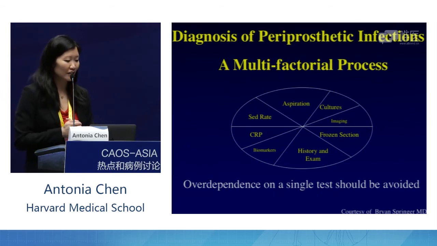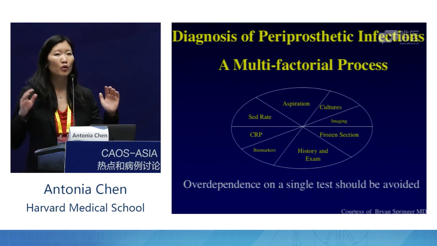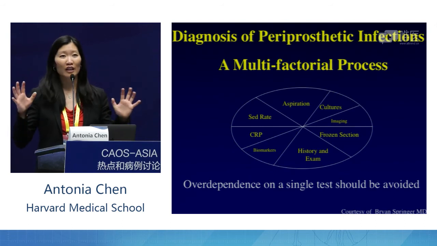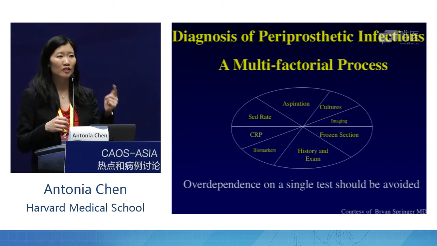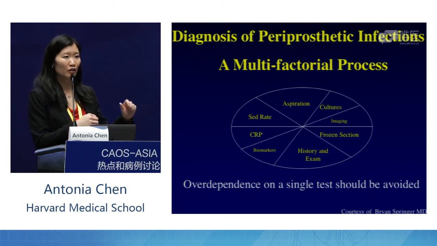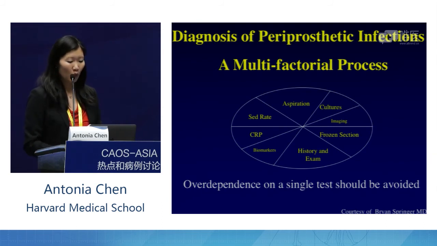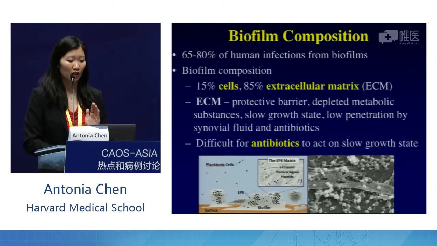So understand that the diagnosis of infection is multifactorial. You need to look at a lot of different aspects. You're not just looking at one lab test or just a history and physical exam. You're not just saying the patient looks infected, you need to put everything together. Why is diagnosis of infection so hard?